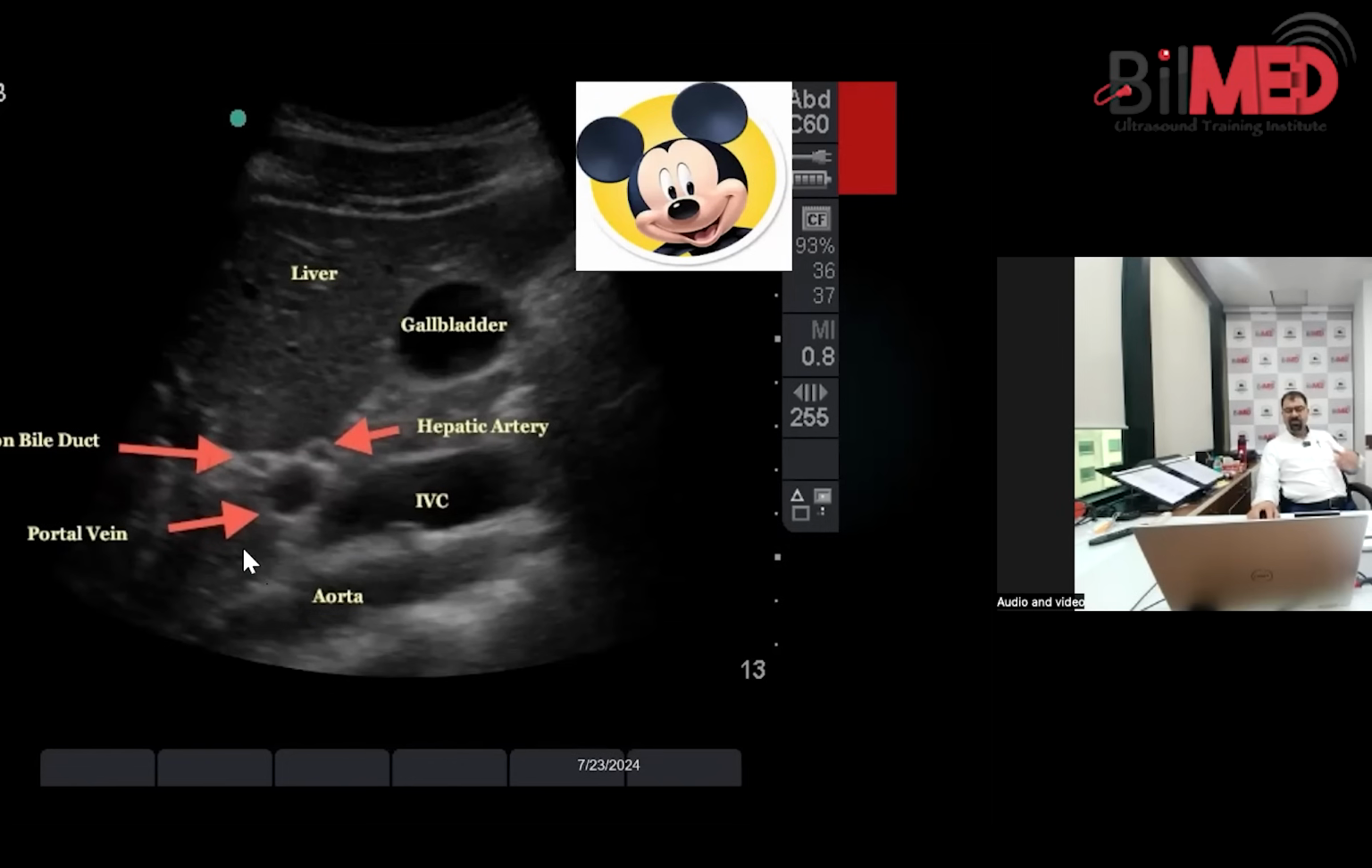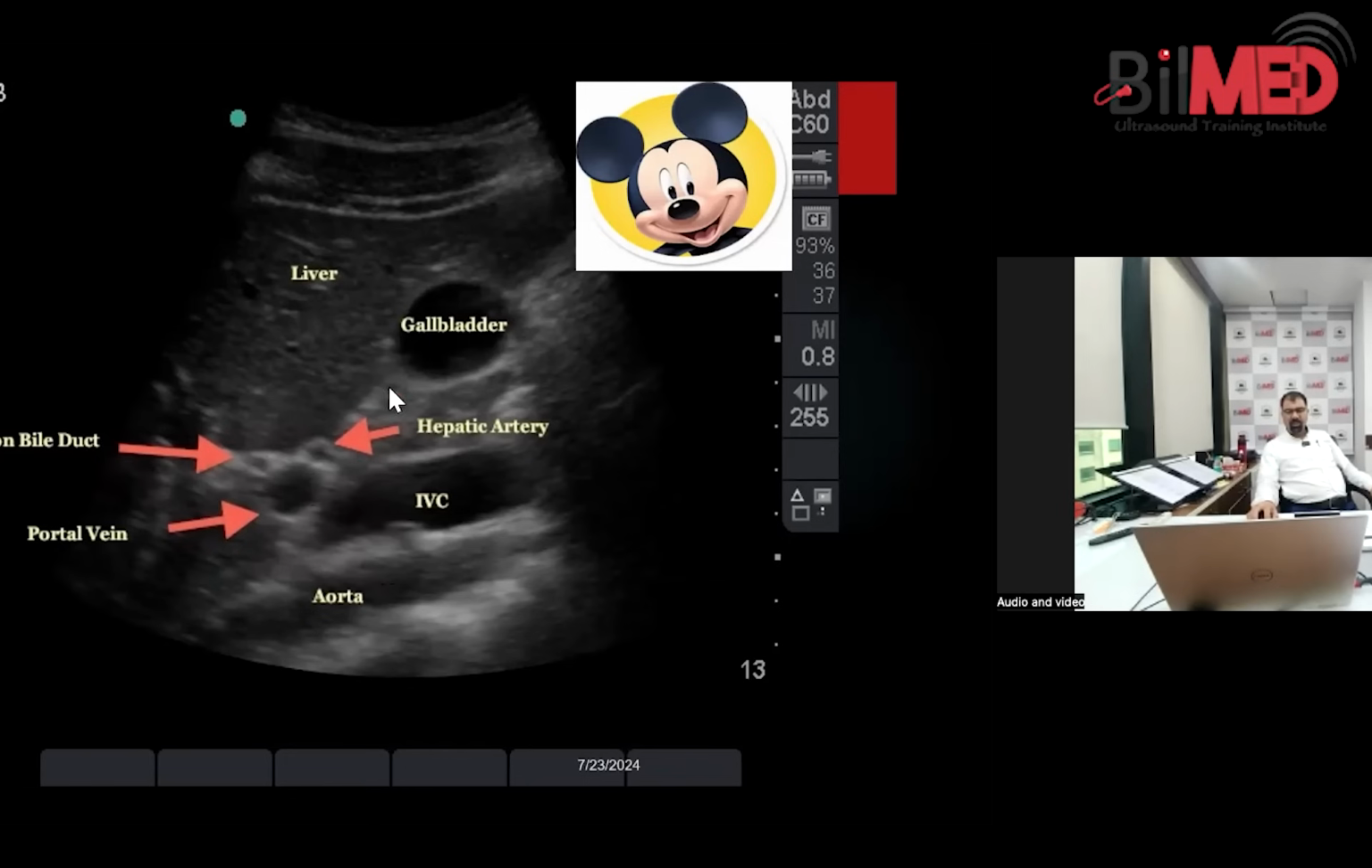So you have to first attempt to see this Mickey Mouse sign on ultrasound. Straight away, you may not get a common bile duct, but you have to first take this Mickey Mouse sign at the porta hepatis. Once you saw this Mickey Mouse sign, then you know that this ear is the hepatic artery, and this is the common bile duct.